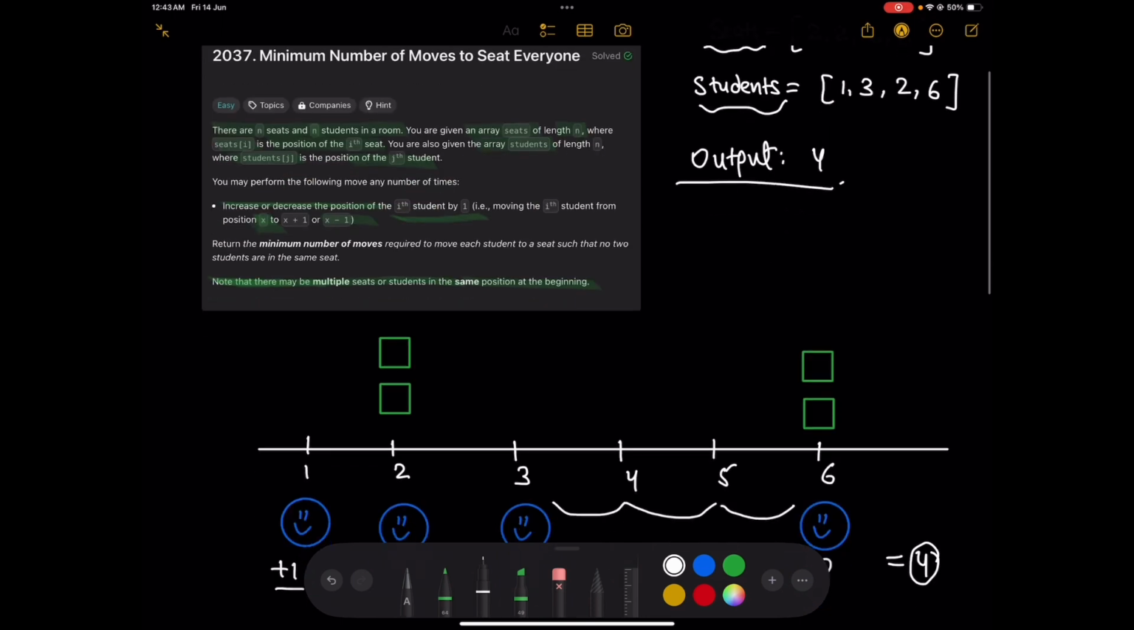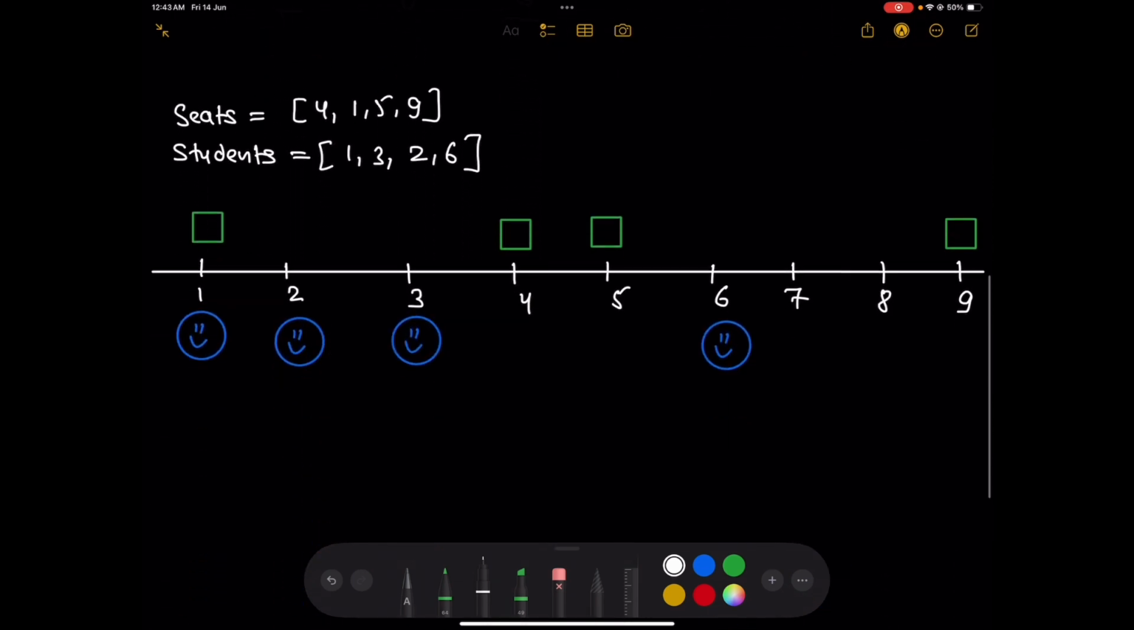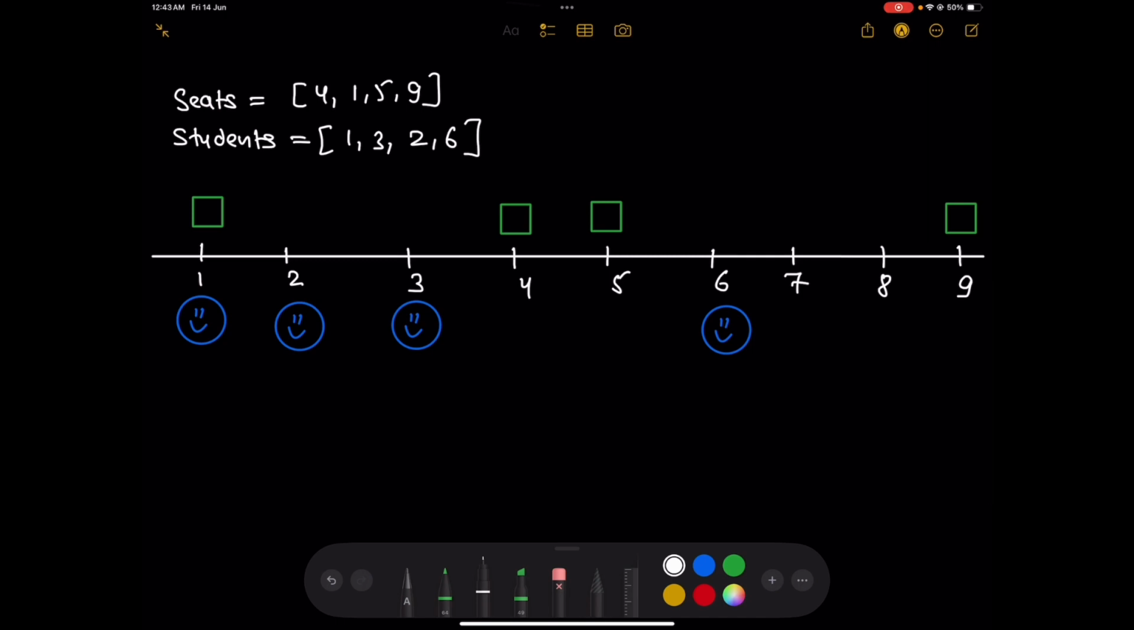Now let's discuss the second example for more clear understanding. Again, seats are given, students are given, and I have visualized this on a number line. These are the seats, the green boxes are the seats, and these are the students. Okay, now let's start to make them sit. Obviously the student and seat are at the same position, so I don't think we need to make a move. Let them be there.